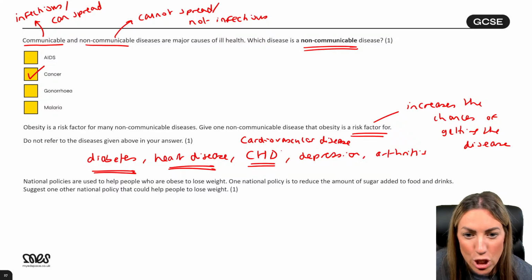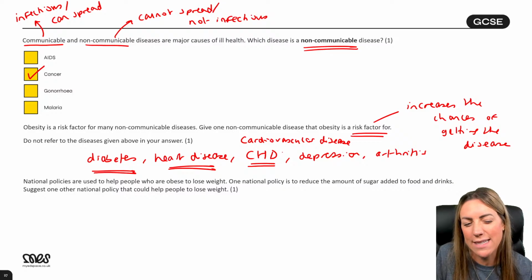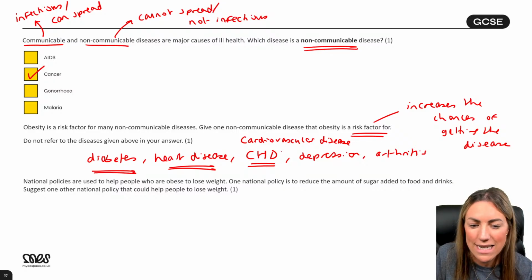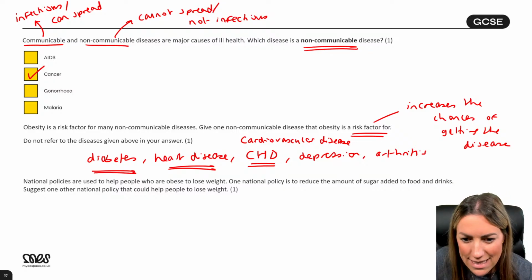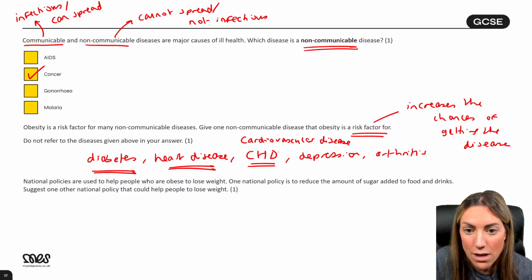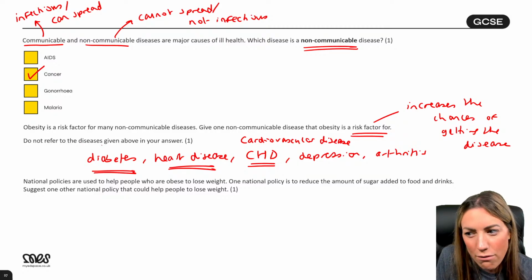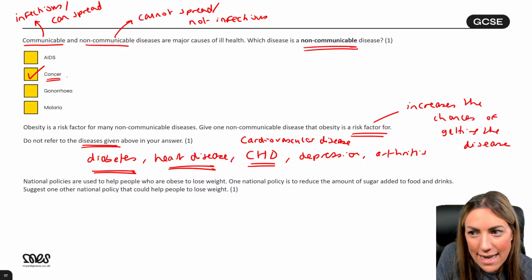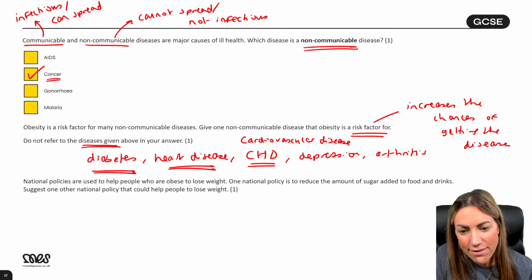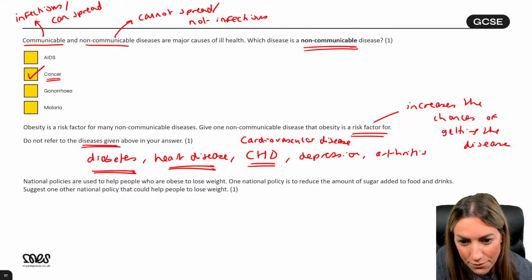It would be type 2, because type 2 diabetes is linked to lifestyle and obesity, but you could just say diabetes. That was fine. You could say type 2 though, perfect. But you could just say diabetes and get the mark. It says do not refer to the diseases given above, by the way, everybody. So you can't say cancer because cancer was given on the list above.